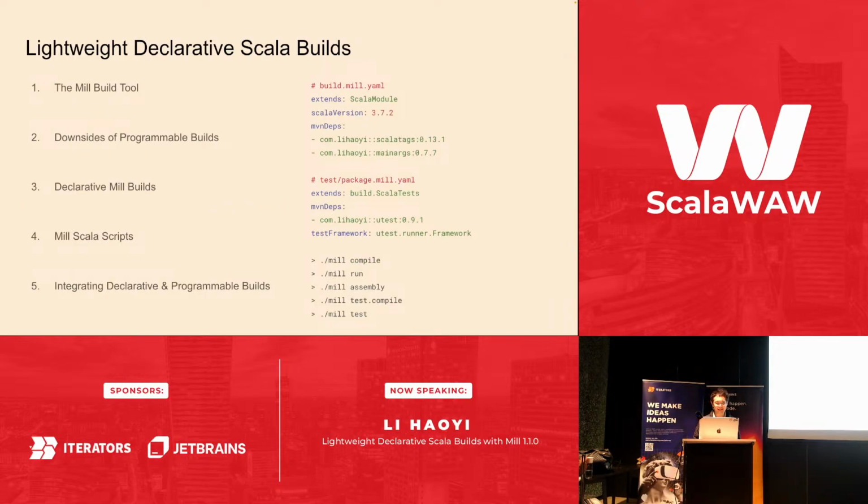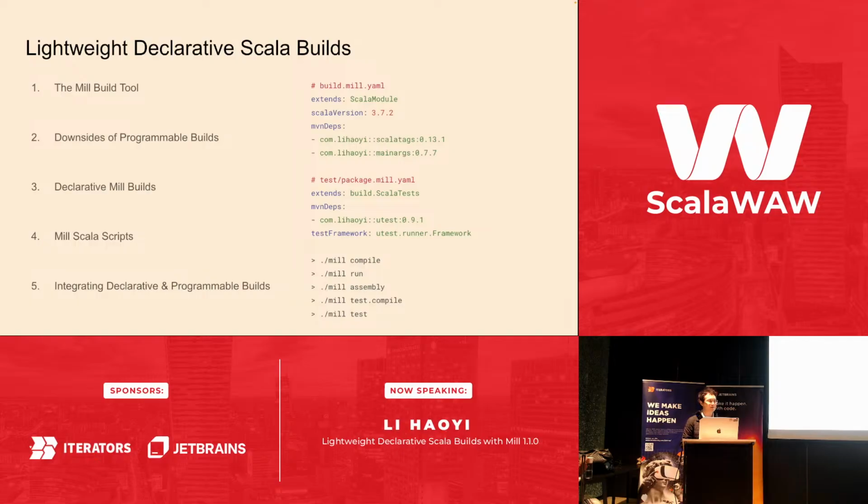So that's the presentation. This is the last slide. So we talked about the Mill build tool, downsides of Mill's programmable build styles, the new declarative build styles, and how it also allows Mill Scala scripts, in addition to Kotlin scripts and Java scripts as well. And we talked about how integrating declarative and programmable builds gives you a lot more flexibility and freedom versus being locked into one style or the other, which is often the case in traditional build tools.